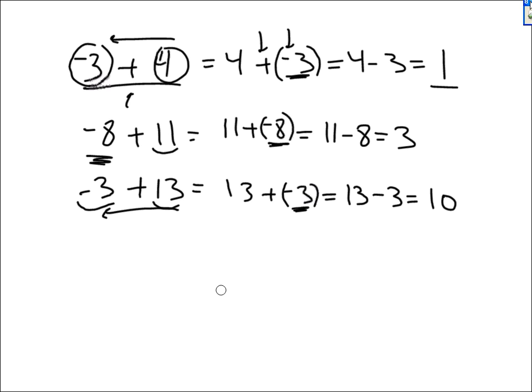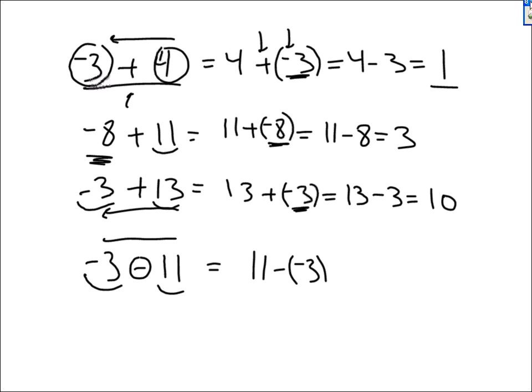Okay, let's try some more. Negative 3 minus 11. This time it's subtraction. Since the first number is not positive, but the second one is, I'm going to switch it. I'm going to read it backwards. It's 11 minus negative 3. But when you read subtraction backwards, don't forget the minus in front.